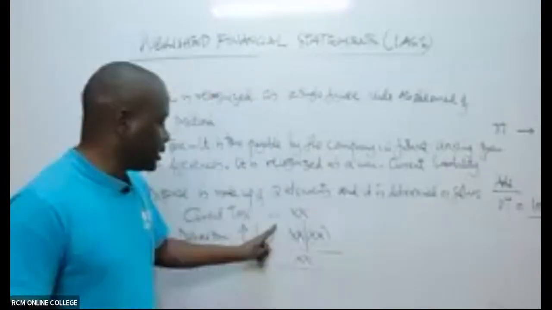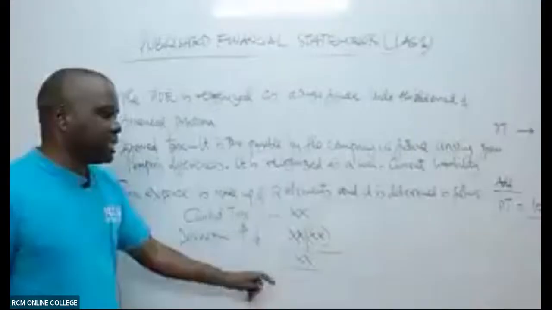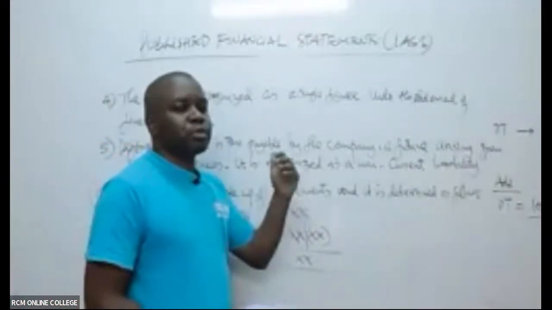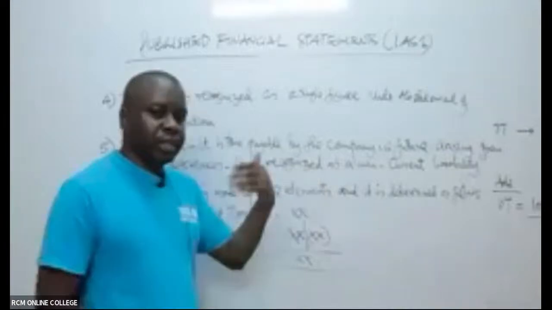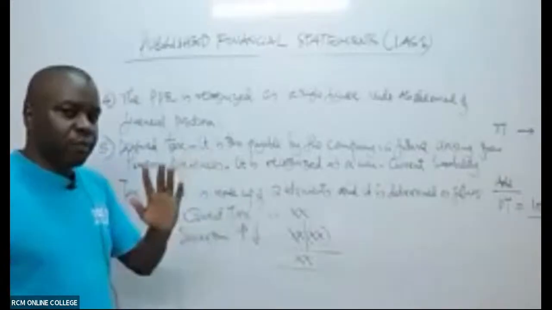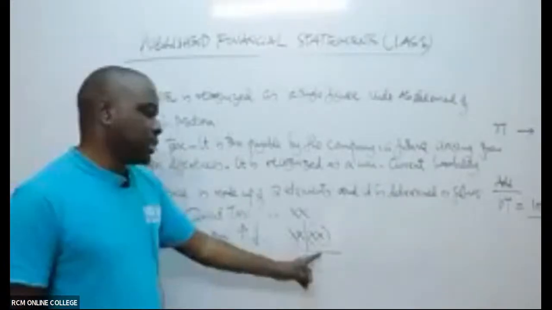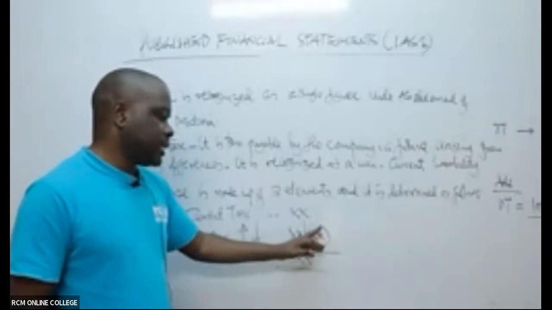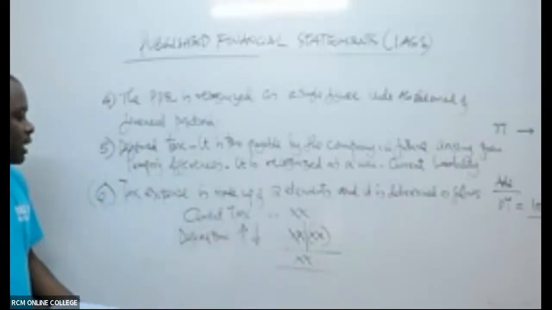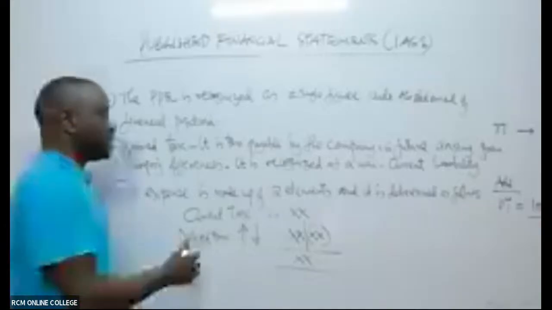If it is a decline, it means the company is gaining, because the tax they were supposed to pay in future has reduced. The claim has reduced, so they are no longer claimed that much. So in this case you reduce the tax expense. That is basically how you determine the tax expense when preparing the published financial statements.